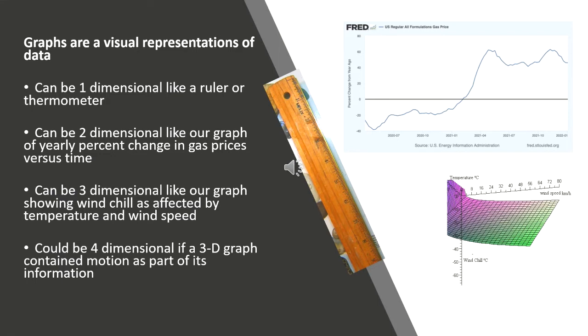Graphs can be three-dimensional, and we have an example in which our three variables are temperature, wind speed, and the wind chill, where the first two variables are used to compute the wind chill. Graphs could also be four-dimensional if you're able to add motion, and the motion has some meaning to the graph. That's a fourth-dimensional way to show some data and show some information.